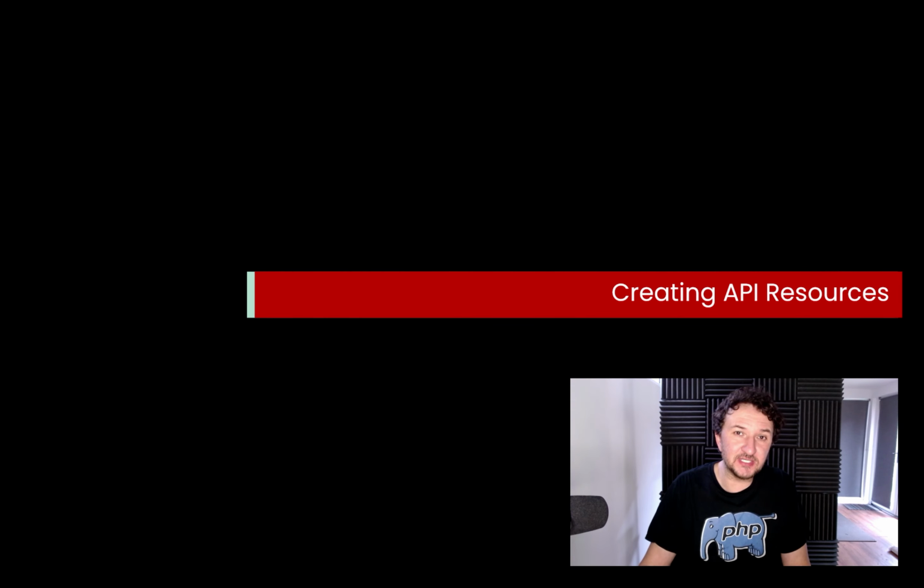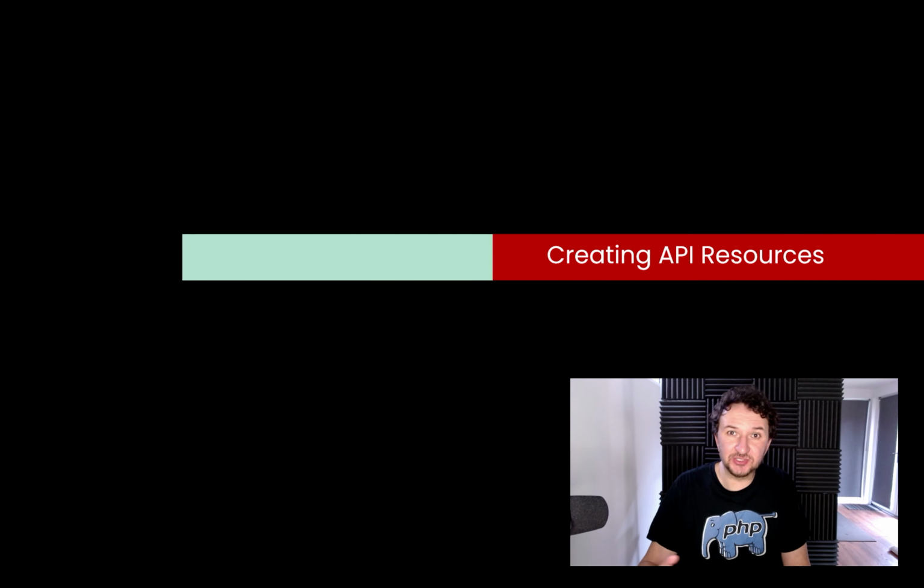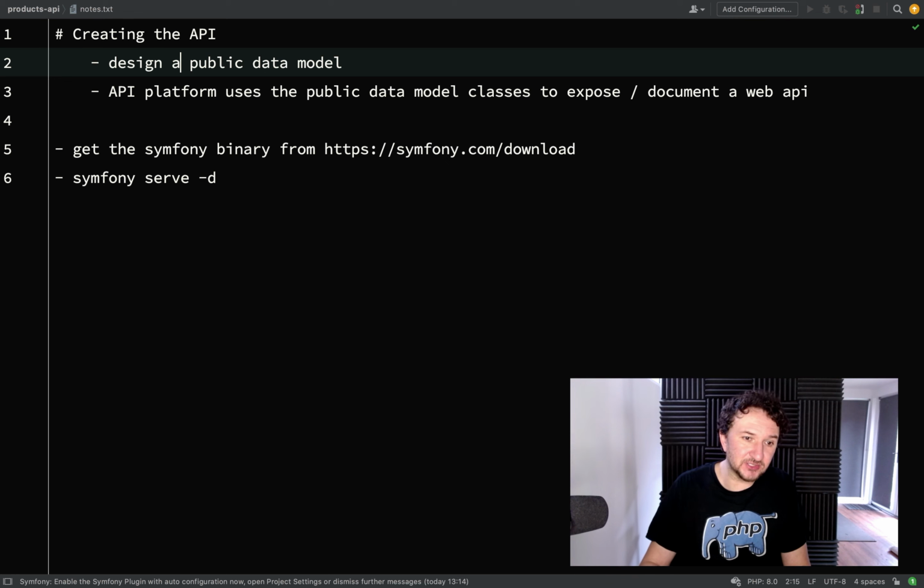Now that we have everything set up, let's actually start creating a basic API. In order to do that, it's very simple. All we need to do is design a public data model, and the API platform will use the public data model classes in order to expose and document a web API. So what does that mean in real life? Let's go and make a start on that now, and you'll soon see exactly what I mean by that.